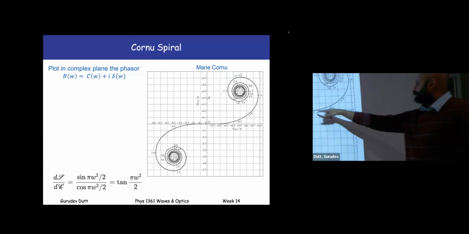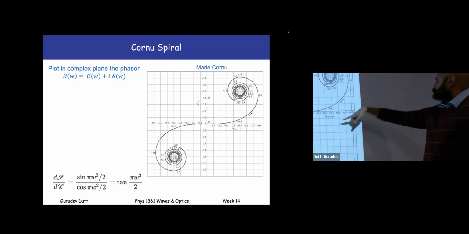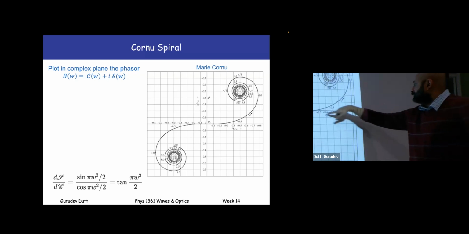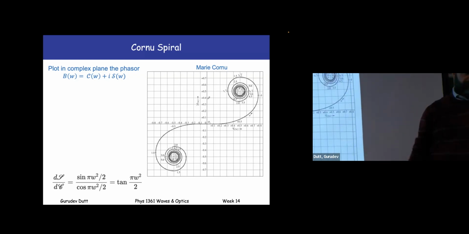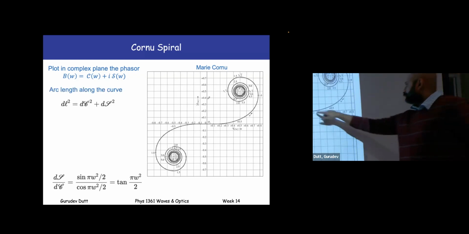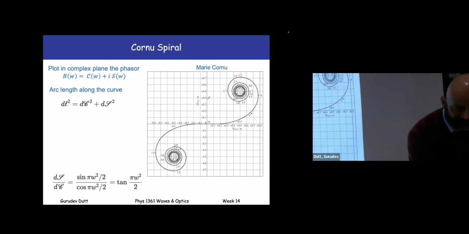Then it turns out that if I plotted the values of each of the Fresnel integrals for different values of W as shown here, it'll be along this spiral. And there's a more physical reason for that, but I don't have time to get into that today. So the arc length along the curve, what I mean by arc length is if I give you W, remember W comes from the dimensions of the slit.